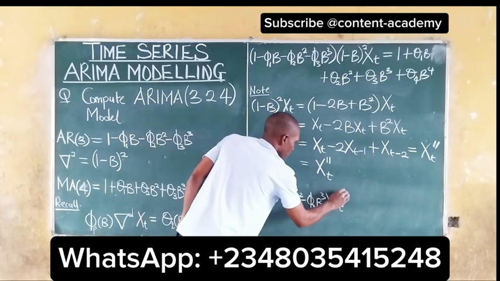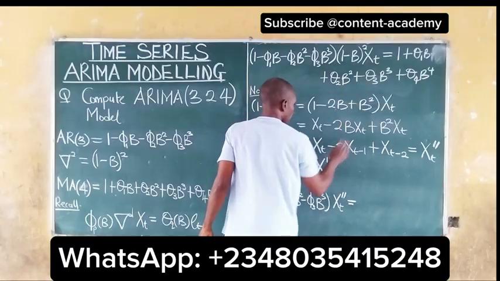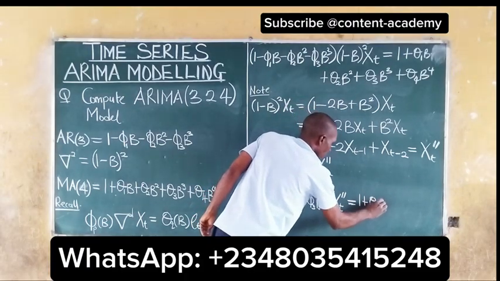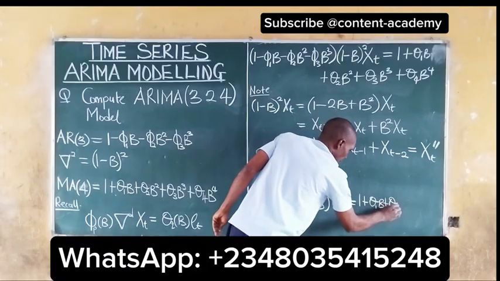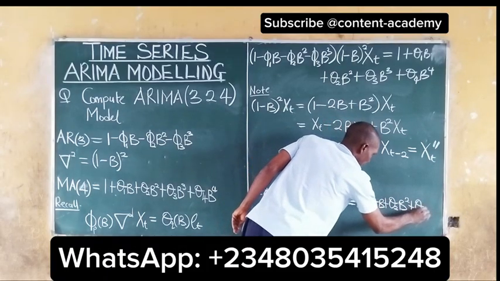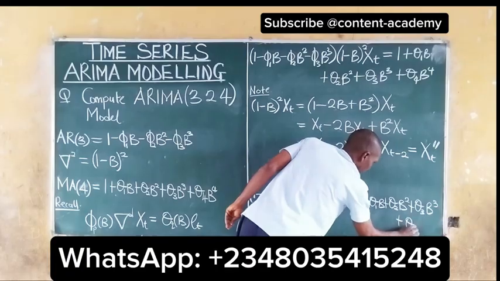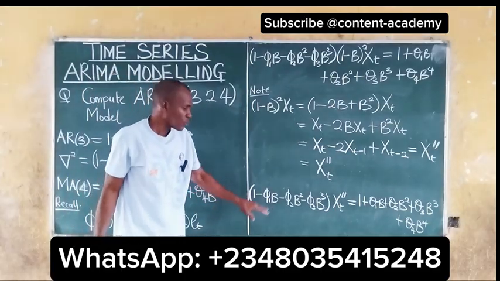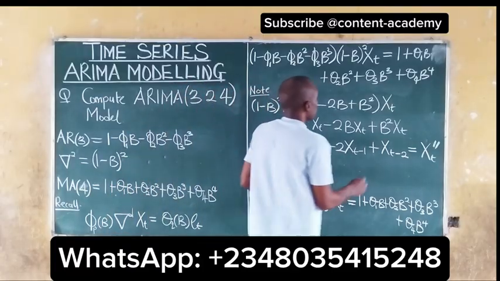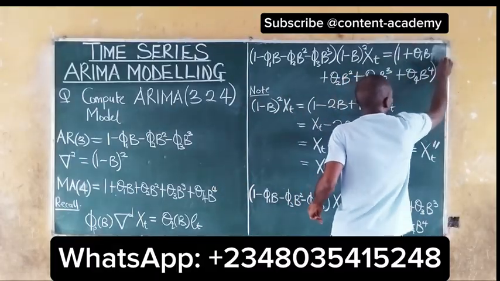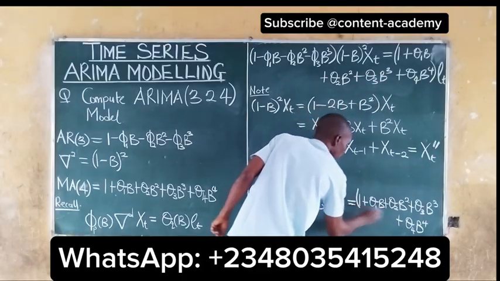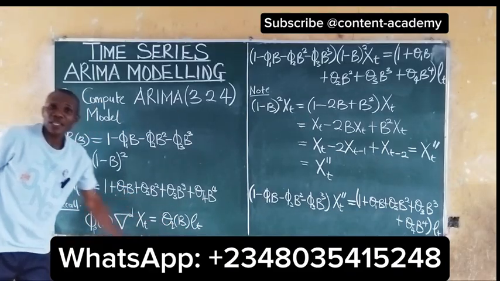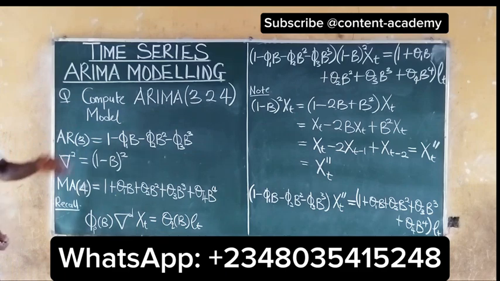Xt'' to be equal to, because the whole of this is this, (1 + θ1B + θ2B² + θ3B³ + θ4B⁴). So that is it. The next thing we do is to expand whatever we have here. We open the brackets. Then we put our Et here, because we have the Et in our model. So that is it. This is our model.